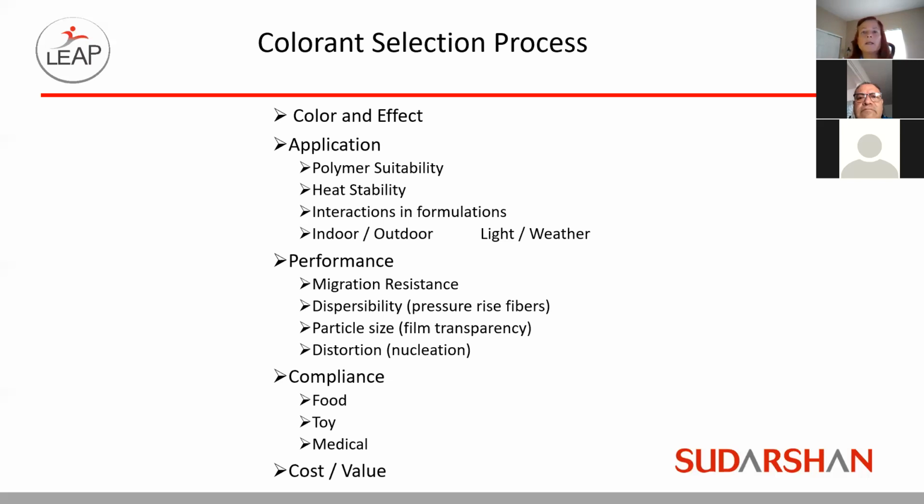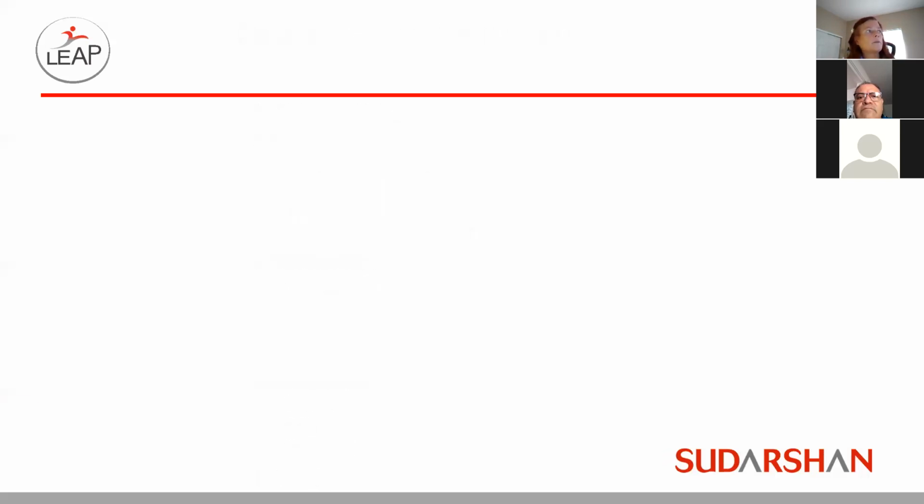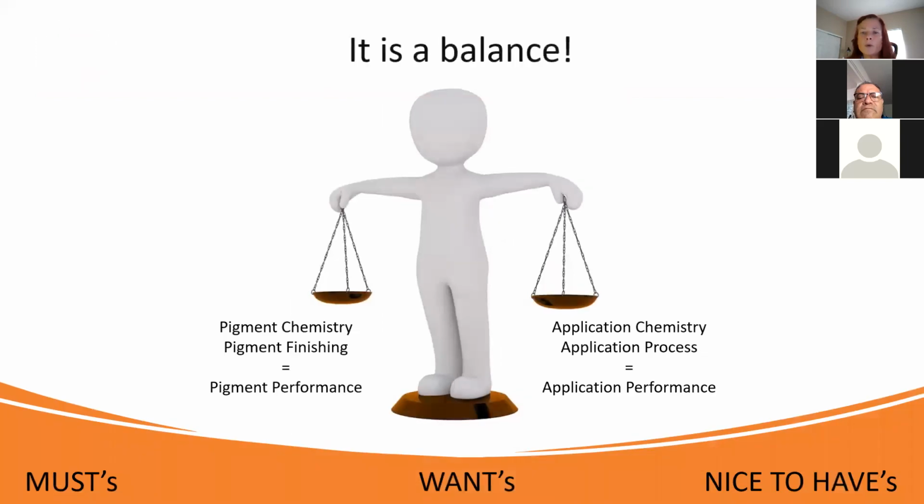So the two go hand in hand as you take a look at your colorant choice checklist. Certainly, it's always going to be a balance of both the performance of the pigment as well as the performance of that colorant in your application. I'm sure each of you has a checklist of your musts, wants, and nice to haves. And it is our job here at Sudarshan to help you match up a colorant to check off as many of those musts, wants, and nice to haves on your checklist.